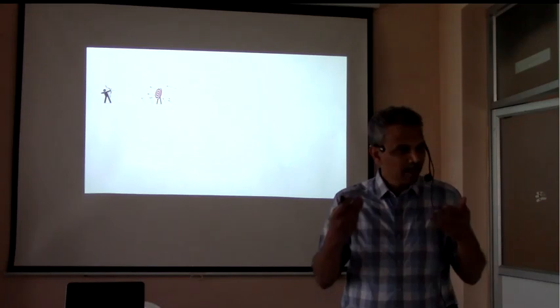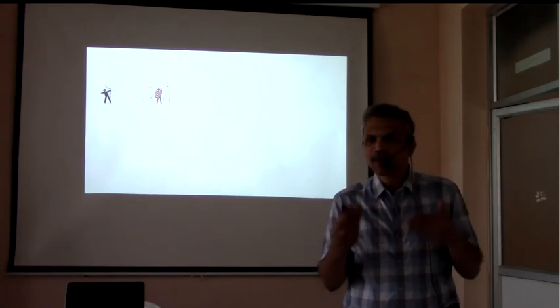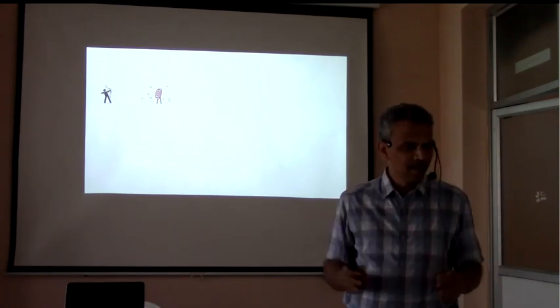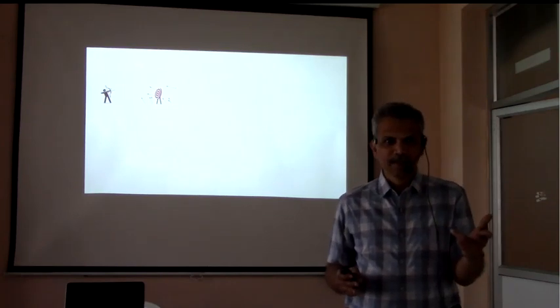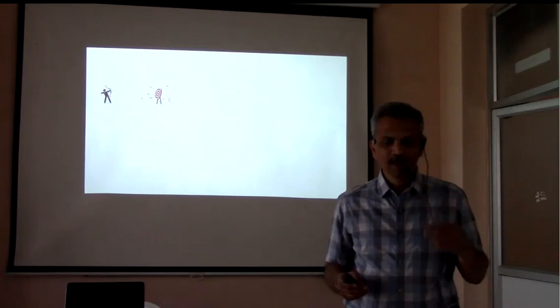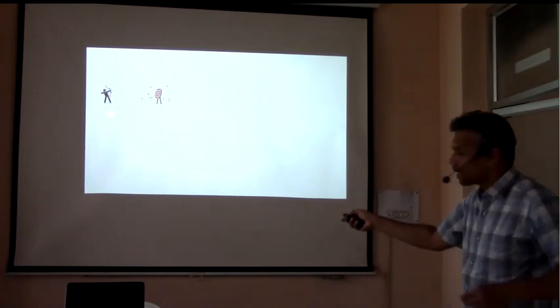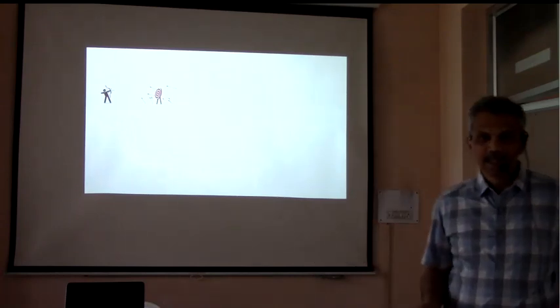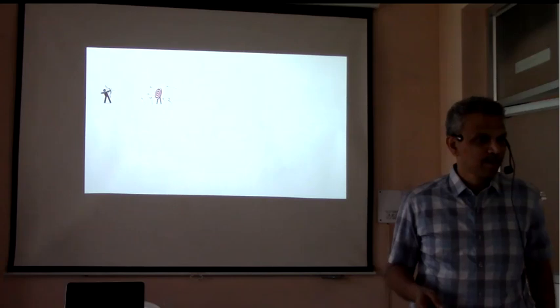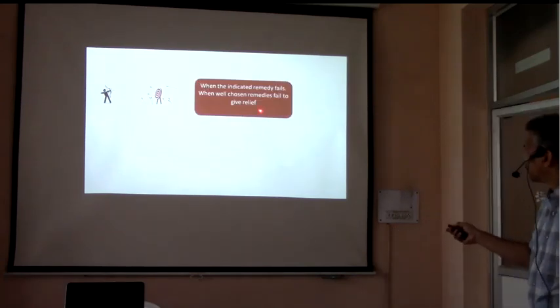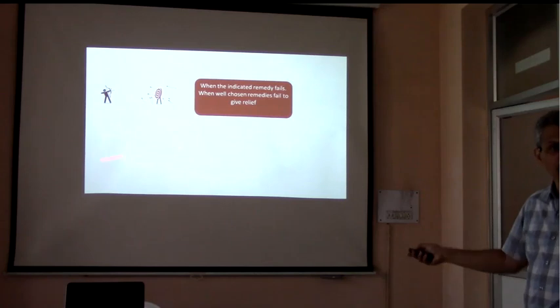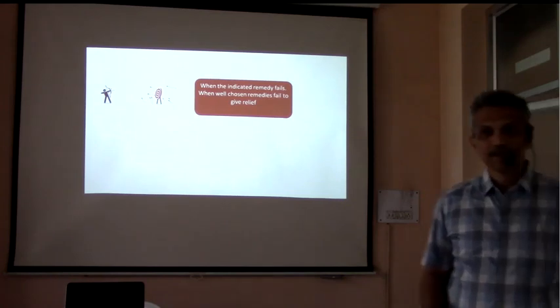Okay, for example, we assume we get a prejudice that it is the indicated remedy when it is not the indicated remedy. Right? Okay. So when an indicated remedy fails, they say you can think of a nosode. For exams you can write all this: when the indicated remedy fails, when the well chosen remedy fails, think of a nosode.